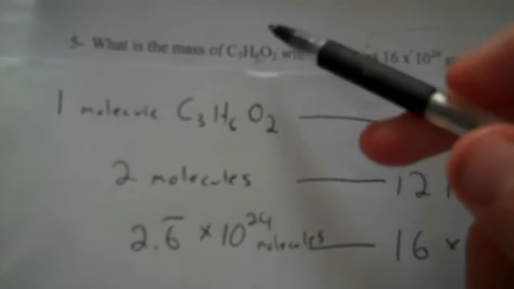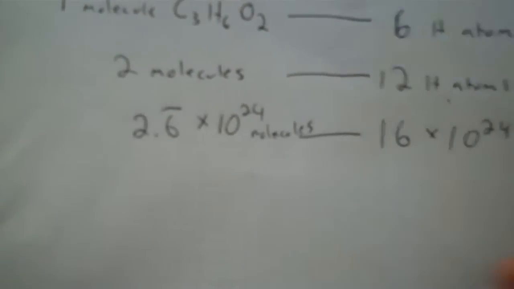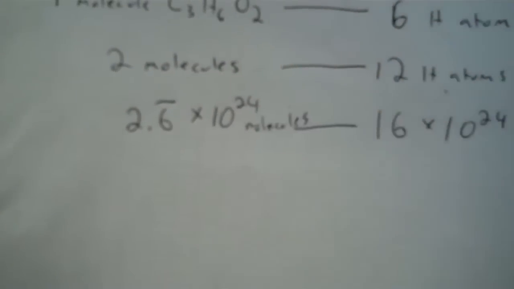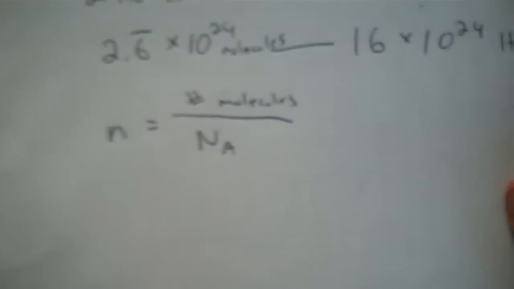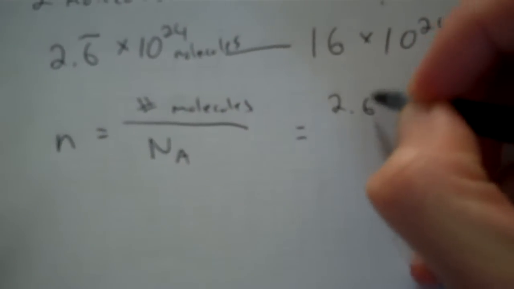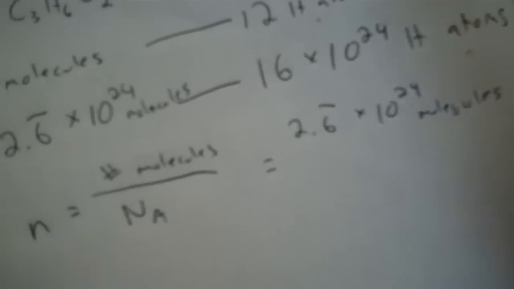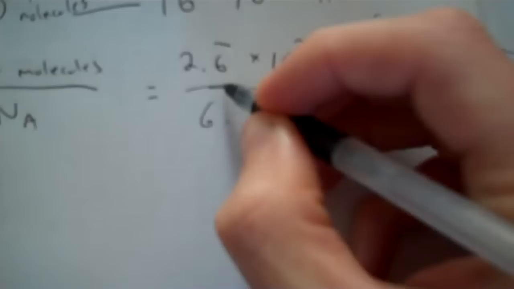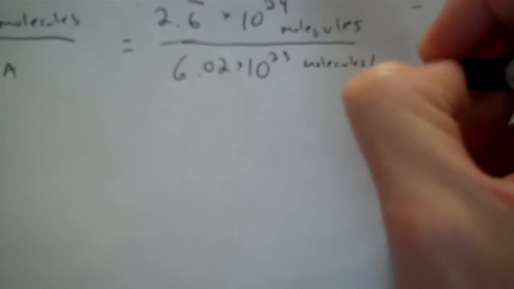My end goal, I want to know how much mass I have in this number of molecules. So to get from number of molecules to mass, first I have to get from molecules to moles. So I want to convert this number of molecules to moles of molecules. And how do I do that? Well, I use this equation, n, the number of moles, equals the number of molecules over Avogadro's number, 6.02 times 10 to the 23rd. Okay? So n equals 2.6 repeating times 10 to the 24 molecules divided by 6.02 times 10 to the 23rd molecules in a mole of molecules.